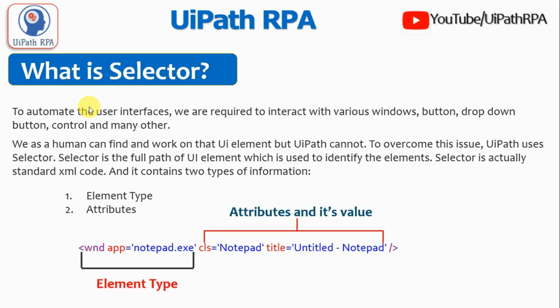If you see here in the selector, WND app equal to notepad.exe, this is the element type, and here class equal to notepad, title equal to untitled notepad, these are the attributes and their values. So window is the element, and the full form of WND is Windows.